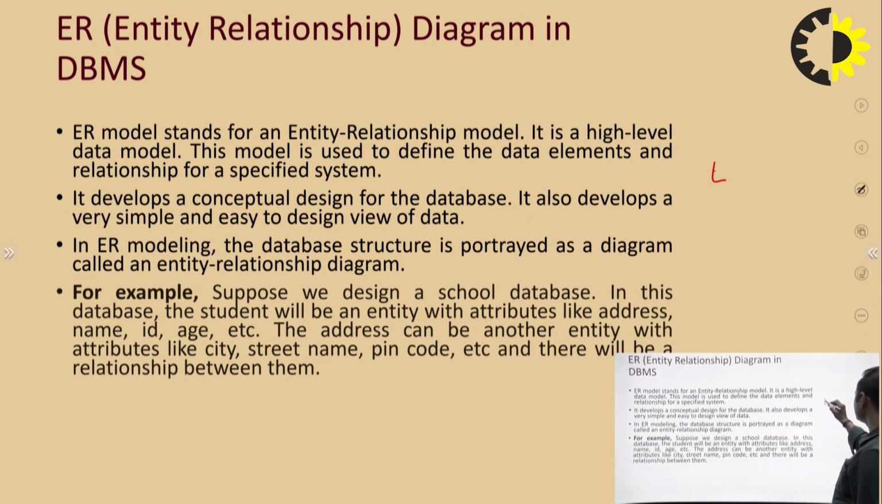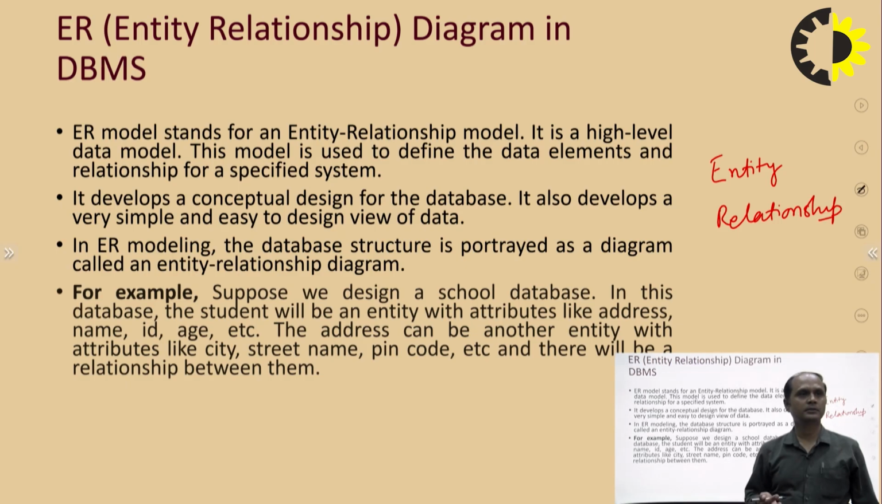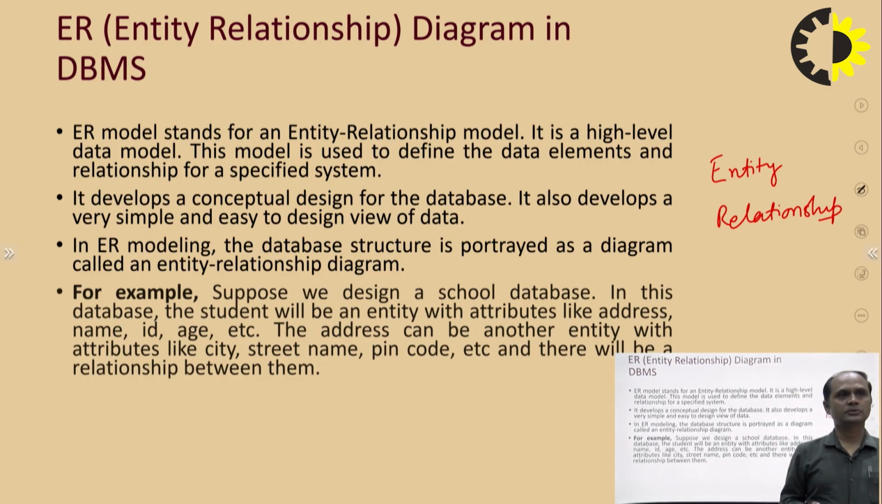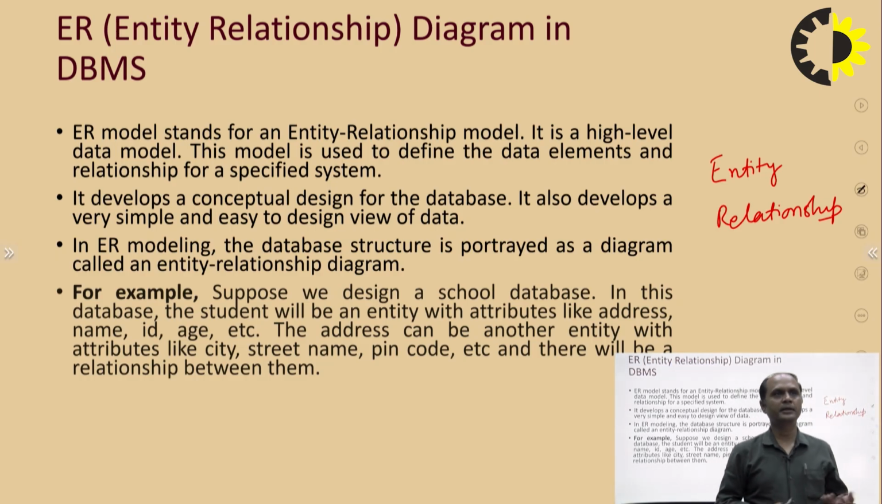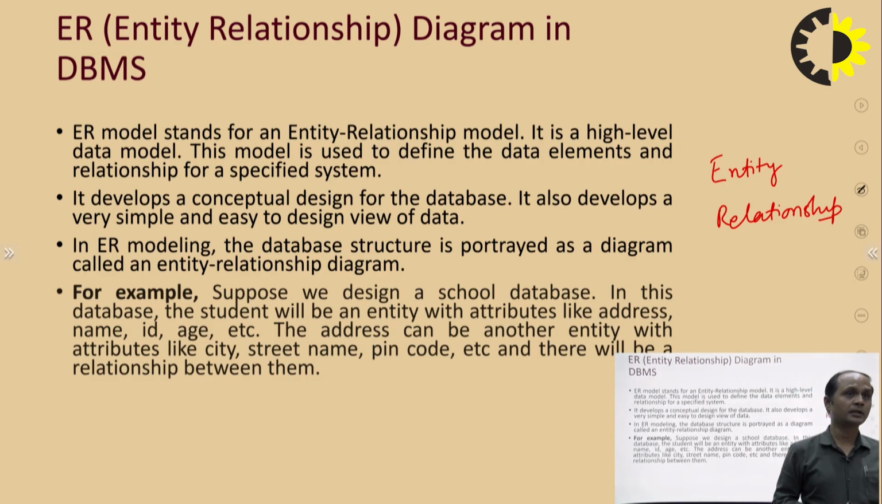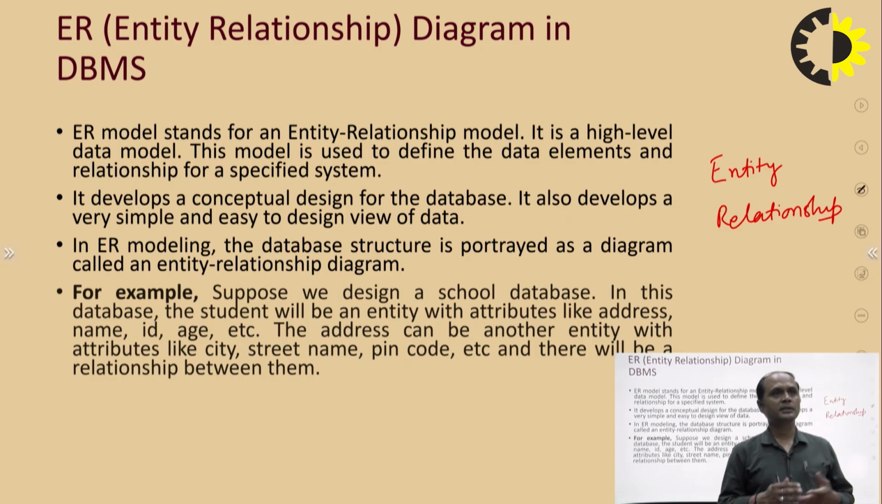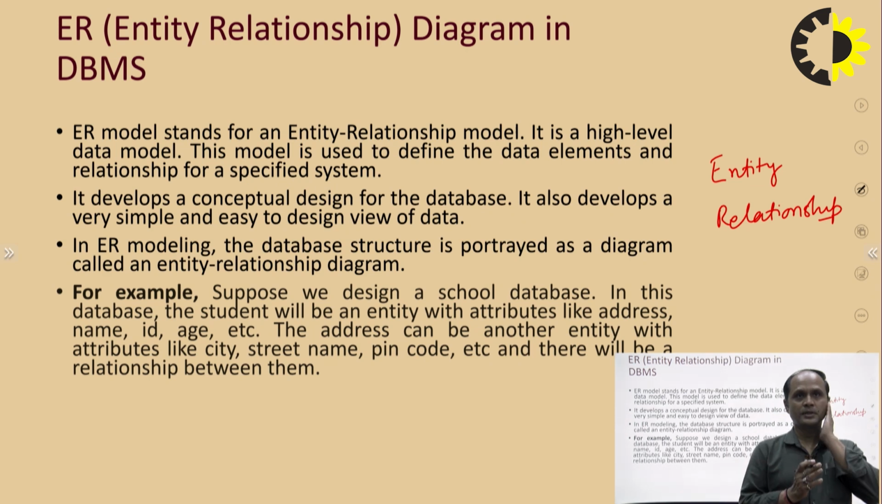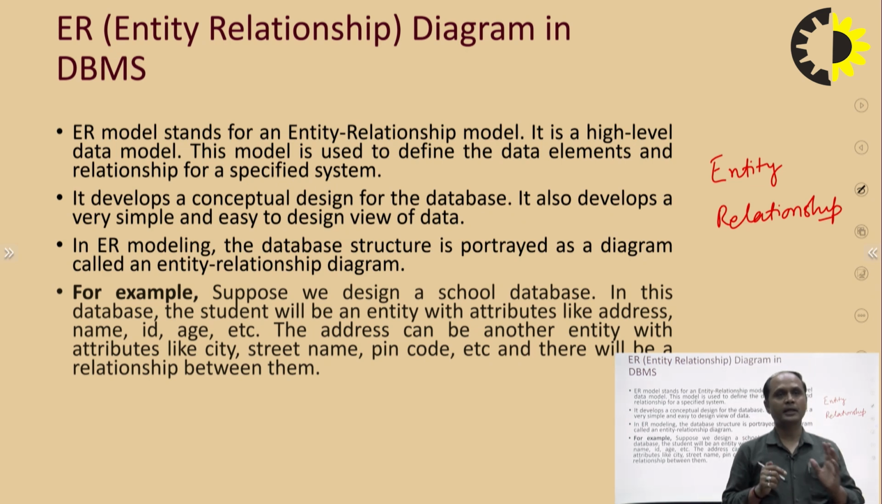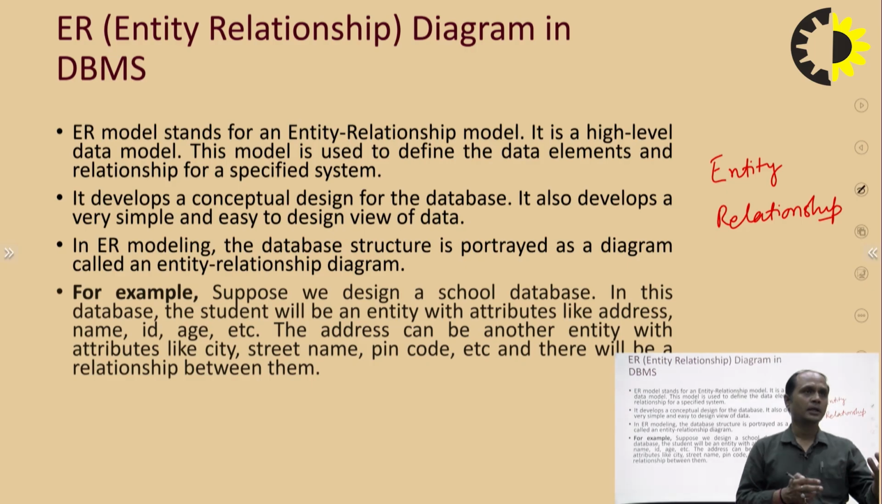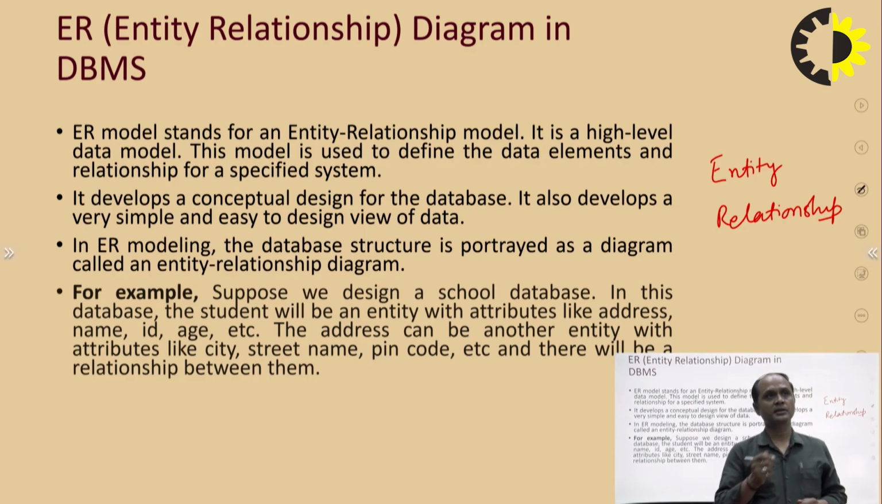One thing is entity, another is relationship. So what do you mean by entity? Entity means things that can exist in the real world. Suppose class is an entity, person is an entity, animal is an entity. That means things that can exist in a particular environment are called entities, and these entities can be connected through a relationship. If entities are mapped through a relationship, it comes under the ER diagram.